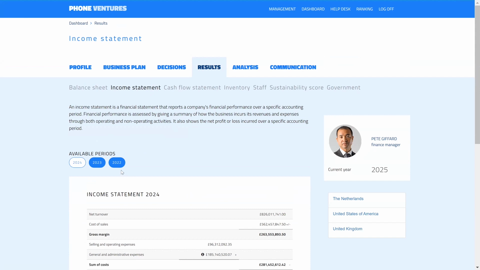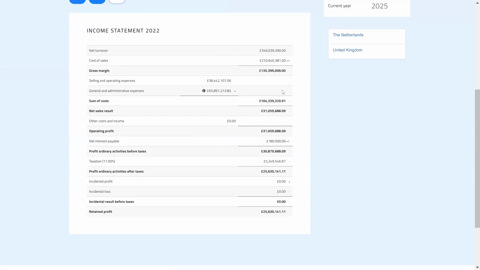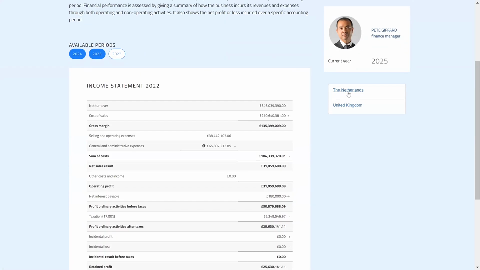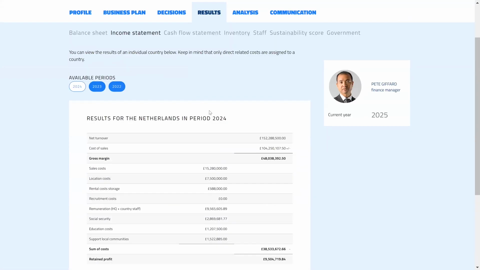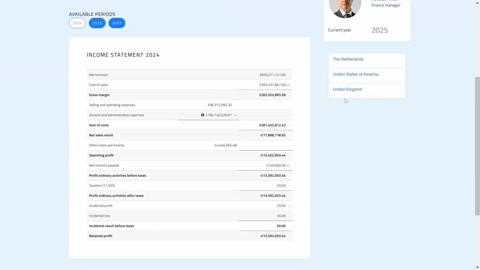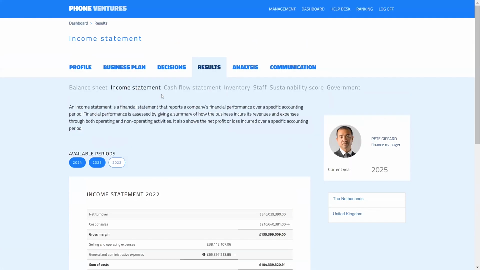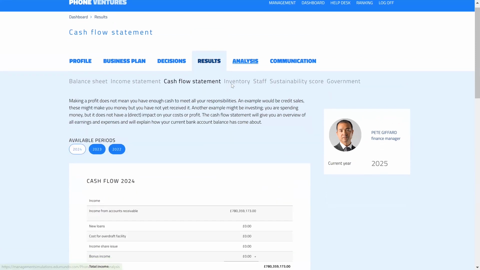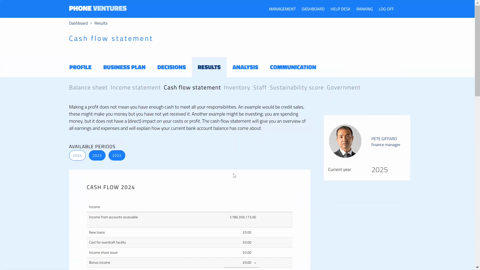You have an income statement. Those income statements will also be split up, with an income statement per country. Perhaps take a look at that as well, especially if you're turning a loss. You might be turning a profit in one of the countries and turning a loss in another. And a cash flow statement, not per country, only for the whole company.